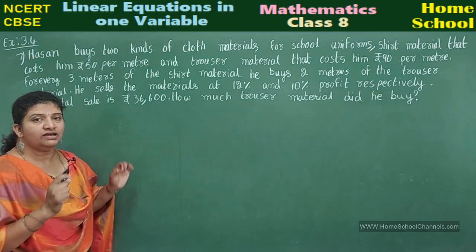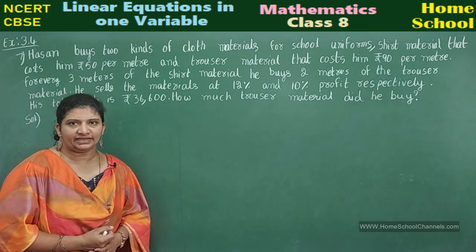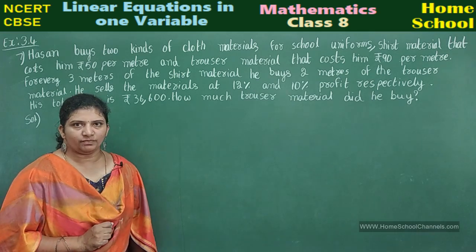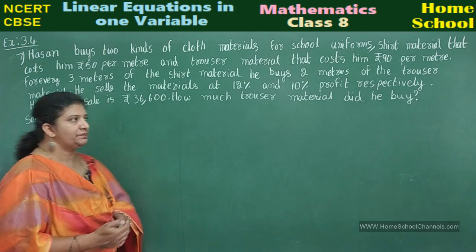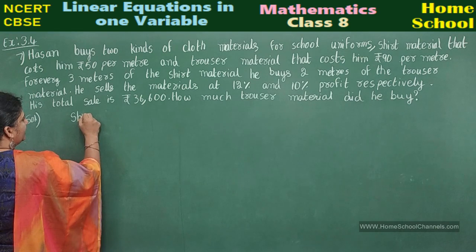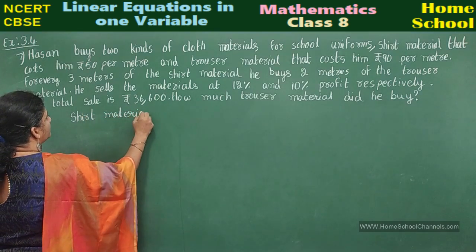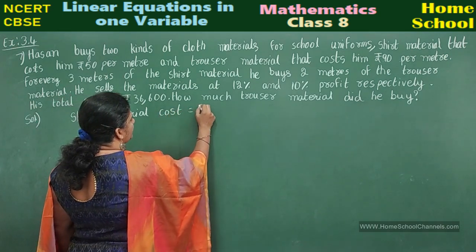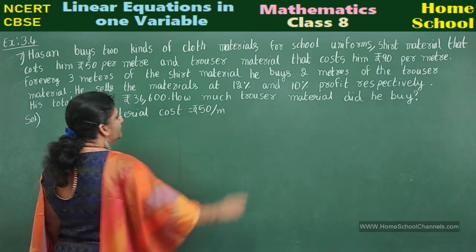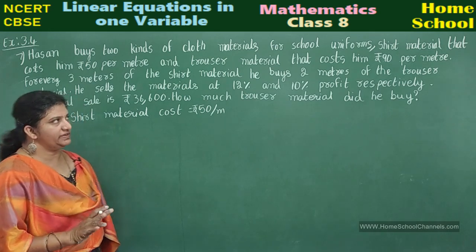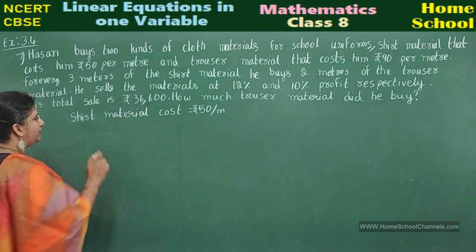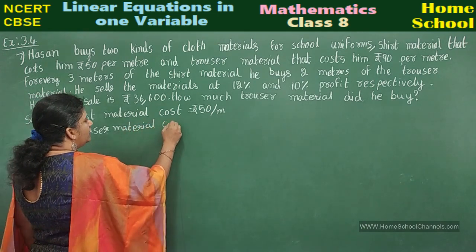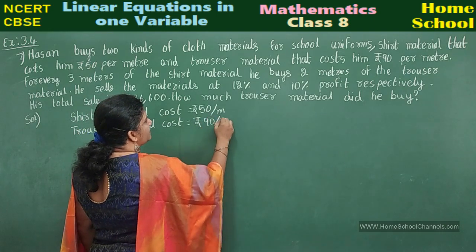Who is the person we are talking about here? Hassan. Hassan buys two kinds of cloth materials for school uniform. Hassan is buying two types of cloth materials for school uniform. One is for shirt and another is for trouser. Next point, shirt material. Shirt material that costs him 50 rupees per meter. Shirt material cost is equal to 50 rupees per meter. Each meter cost of shirt material is how much? 50 rupees. And trouser material that costs him 90 rupees. Trouser material cost is equal to 90 rupees per meter.